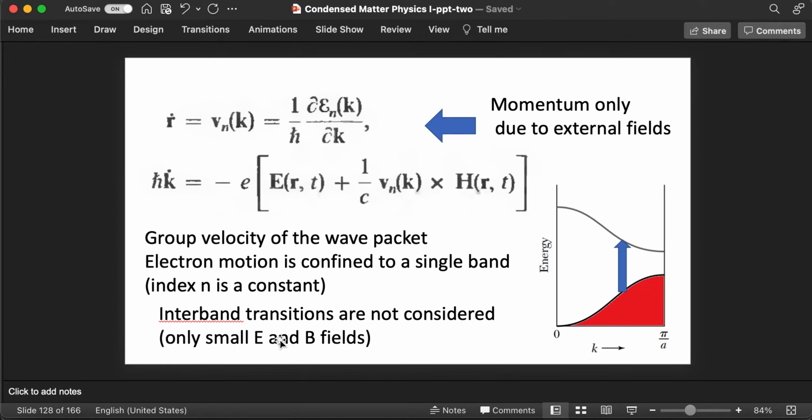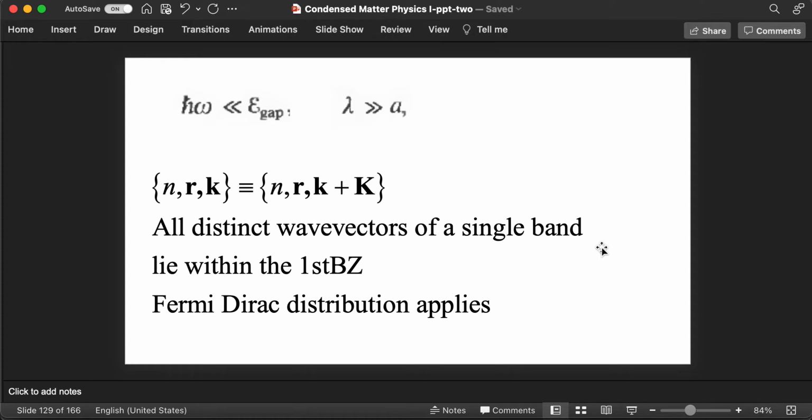Now, given these expressions which we shall use, there are several assumptions made here. We are going to assume that the electron is confined to a single band. That is, the applied electric field or magnetic field is small and does not cause a transition from one band to the other. That is, interband transitions are not allowed. That is within our framework. And like I said before, the momentum is only because of the external fields and not the total momentum. Also, we are assuming that any energy given to the system is much less than the band gap of the system. Again, that is also another way of saying interband transitions do not happen.